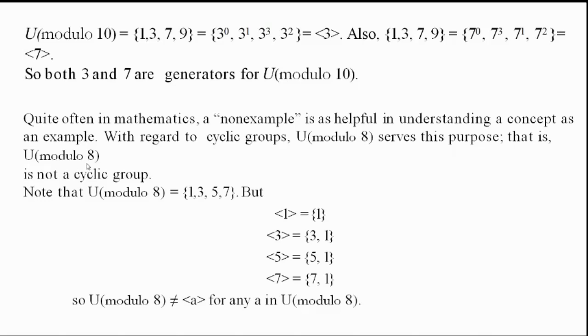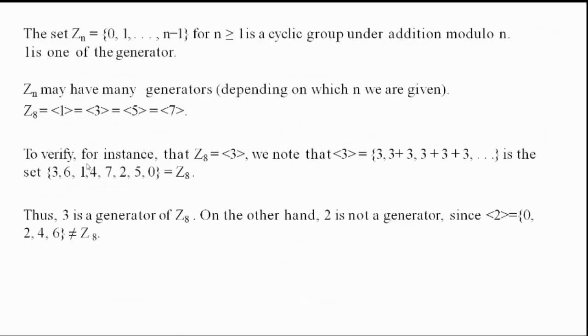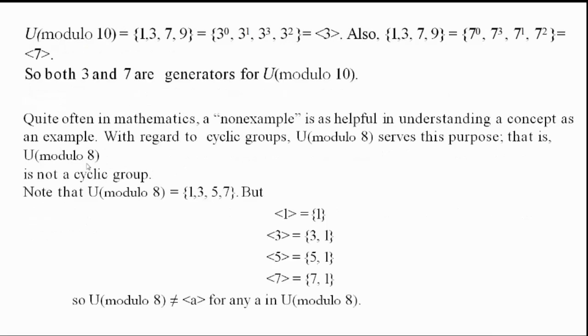So this is one example. Previously also we have seen an example: here Z8 is the set which is going to be formed with 1, 3, 5 and 7, and here we have seen U is the set which is going to be formed using powers of 3 and powers of 7.